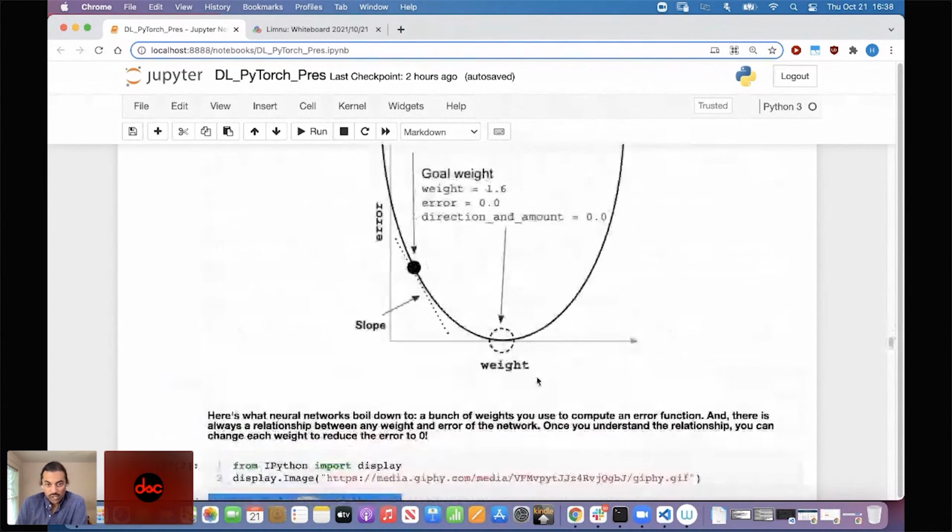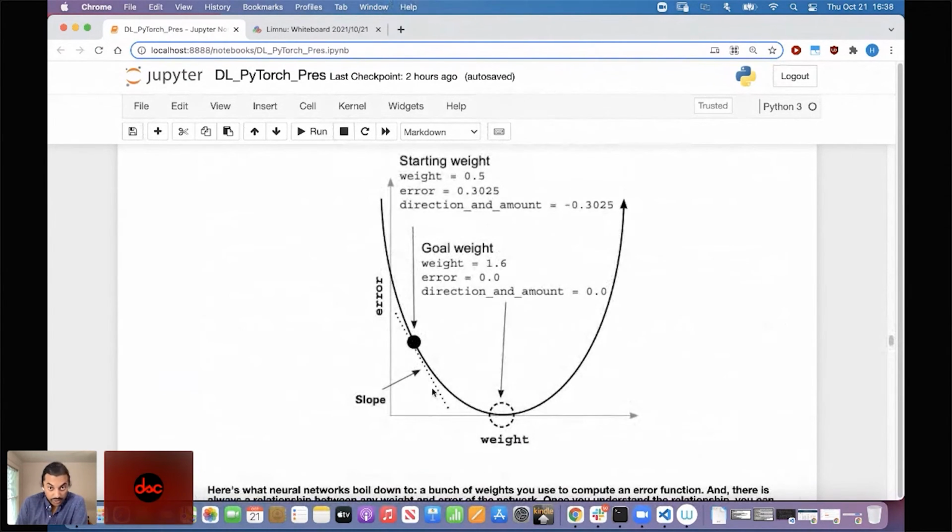Again, here's a little bit more of a representation. If we're starting from here, if our starting weight is 0.5 and our error is this, we want to get to where the error is going to be 0.